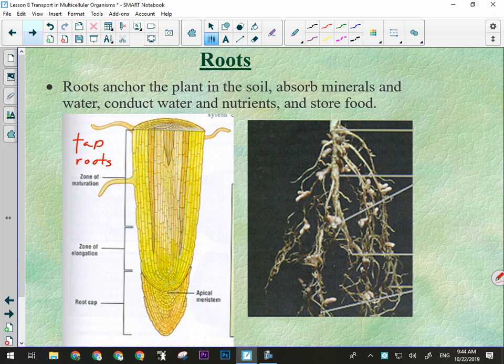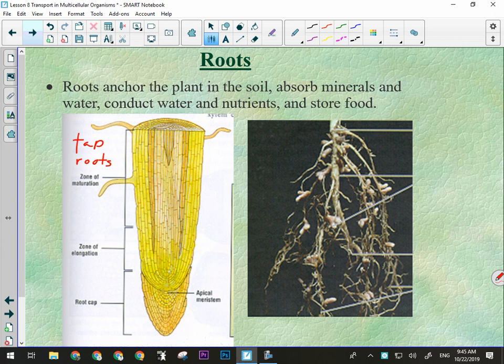All right, taproots are typically associated with plants that are storing food as well. Storing energy is much easier in a taproot because there tends to be more starchy material there. That's what a carrot or a turnip or a beet is: energy storage below ground. Fibrous root systems, again, have greater surface area and are more spread out.